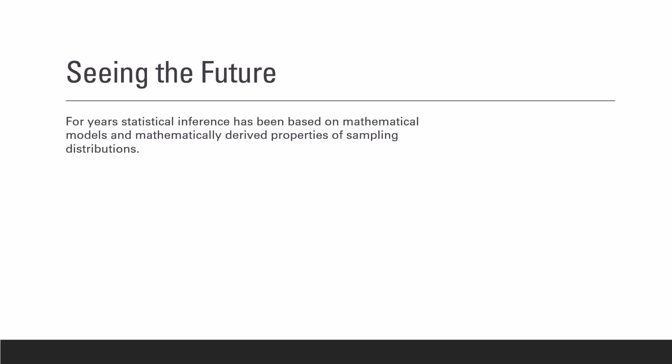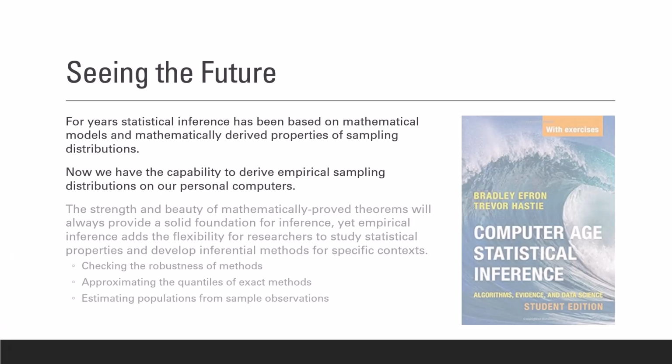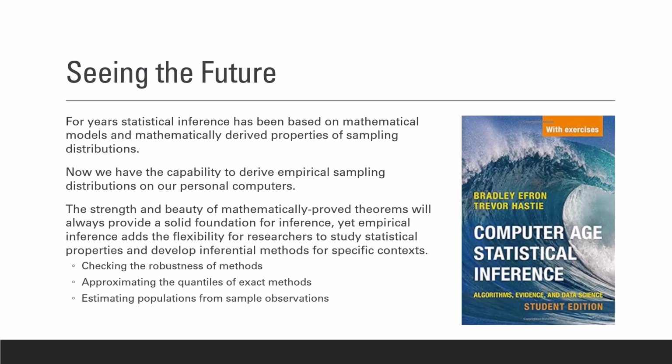For years, statistical inference has been based on mathematical models and mathematically derived properties of sampling distributions. But now we have the capability to derive empirical sampling distributions on our personal computers. And because of that capability, we can actually create inference from empirical simulation.